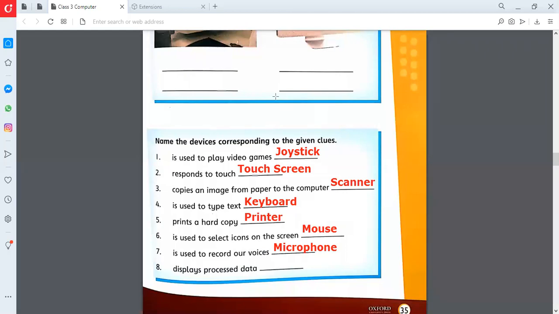Monitor. Oh, excellent. That's good. Okay, so what is the spelling of monitor? Can you tell us? Yes. Monitor. Okay, that's good.